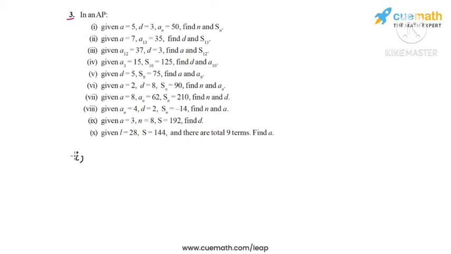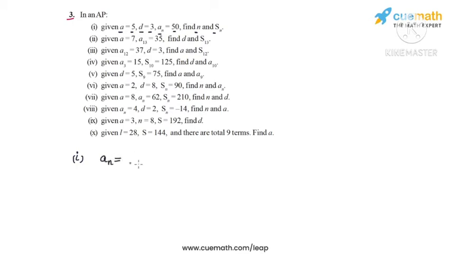So in the first question, in the first part, we are told that the AP has a equal to 5, the first term equal to 5, d, the common difference, is 3, and the nth term is 50. And we have to find n, and then we have to find Sn, the sum of these n terms. So let's use the relation Tn, the nth term, or actually in this case we can write An.